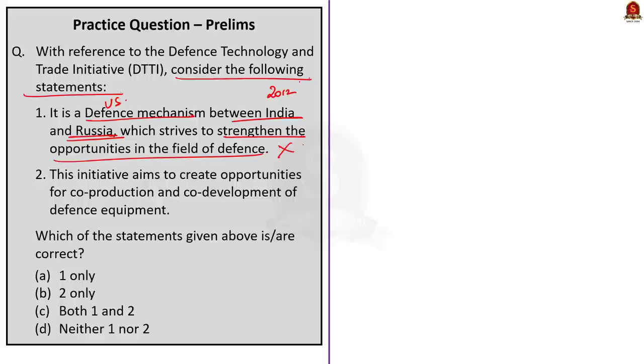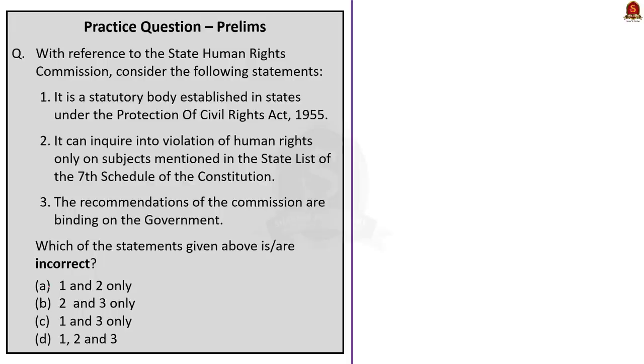Now, statement 2. This initiative aims to create opportunities for co-production and co-development of defense equipment. Now, this statement is correct. This we saw in our discussion itself. So, the correct answer to this question is option B, 2 only. Now, moving on to the fifth question. With reference to State Human Rights Commission consider the following statements.